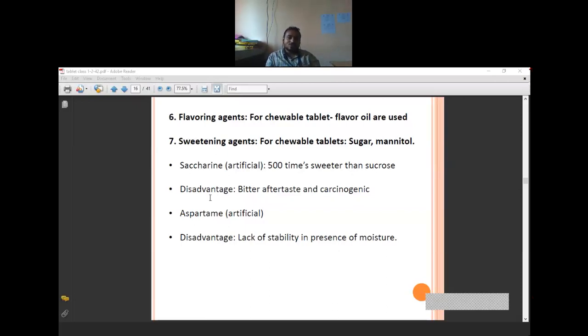Okay, sweetening agents. Where are we using sweetening agents? If the taste of the excipients or the drug is bitter, or not only bitter but tasteless, then we use sweetening agents to improve the taste. If you are adding sugar to bitter gourd sabji, does it become tasty? No. Substances that are tasteless, we use sugar to improve their taste.